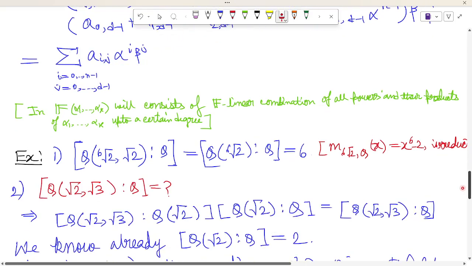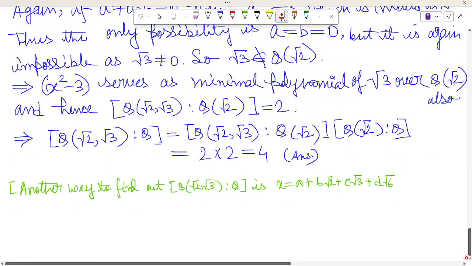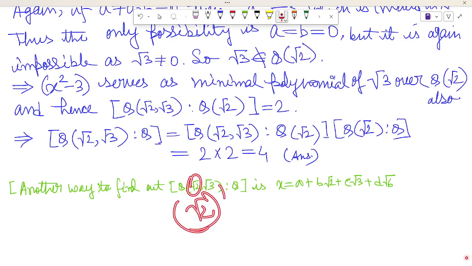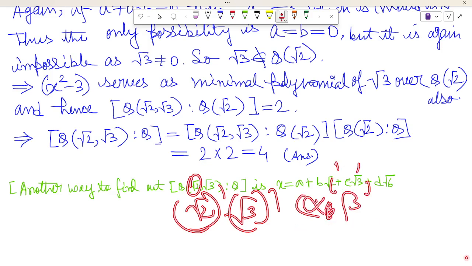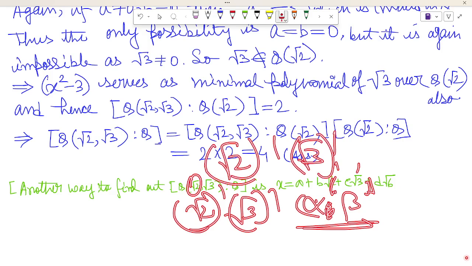Up to 1 we can write, because 2 is the minimal polynomial degree. So one less than the minimal polynomial degree we could write. The minimal polynomial is degree 2, so up to root 2 to the power 1 we can write, and root 3 to the power 1. That is the linear combination, because it was alpha to the power i, beta to the power j, but i is only 1 and j is only 1. So root 2 to the power 1 and root 3 to the power 1 is possible.